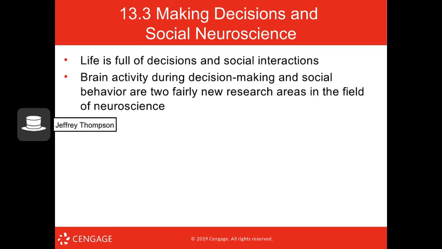As you might know from being a human for so long, life is full of decisions and social interactions. These two things, which are very important to our lives, are two pretty new fields of research in neuroscience.